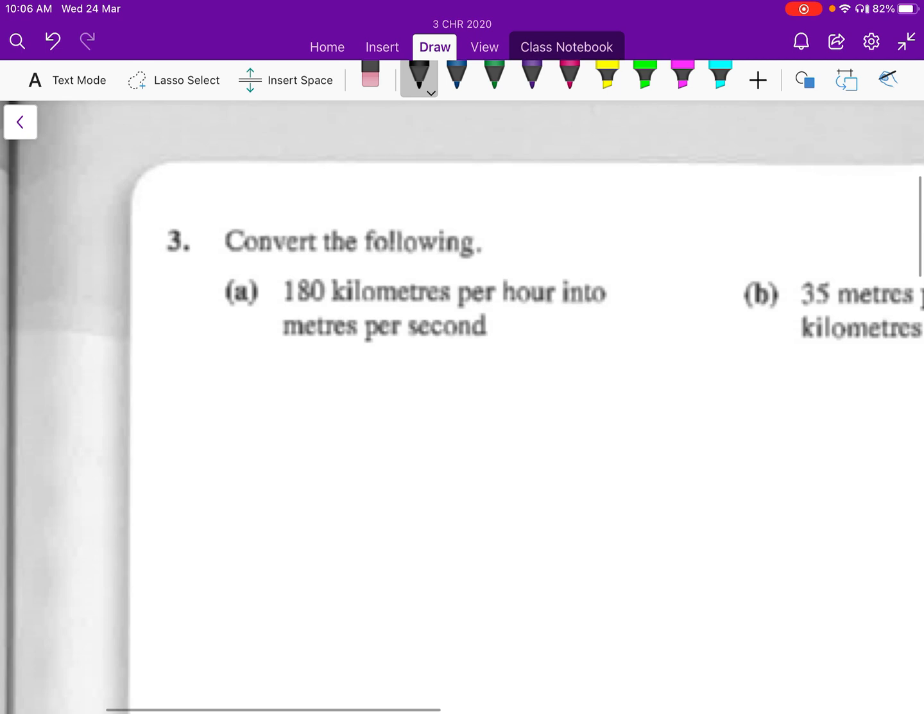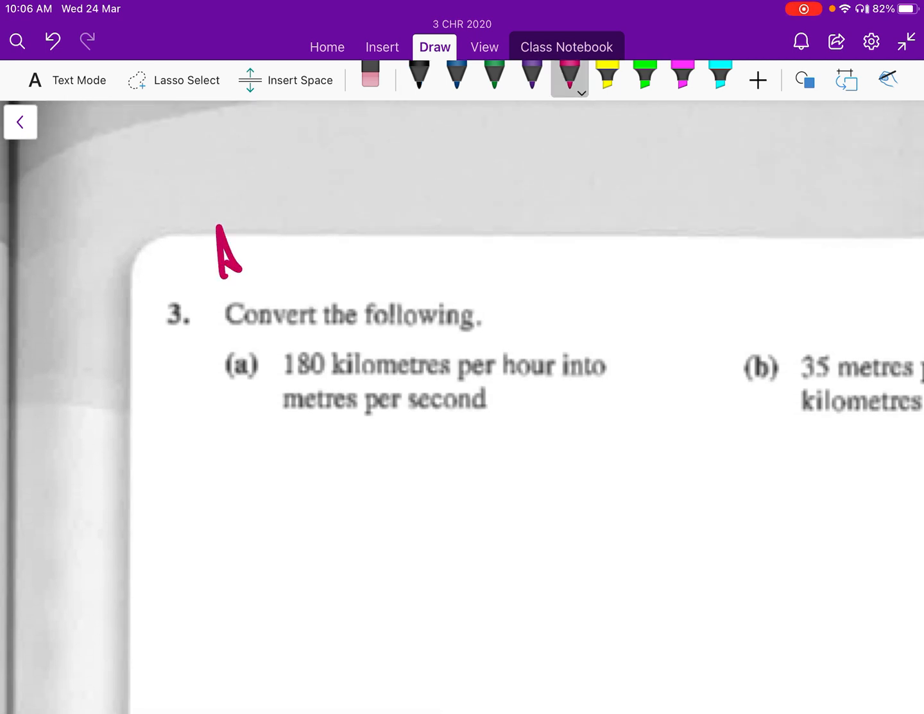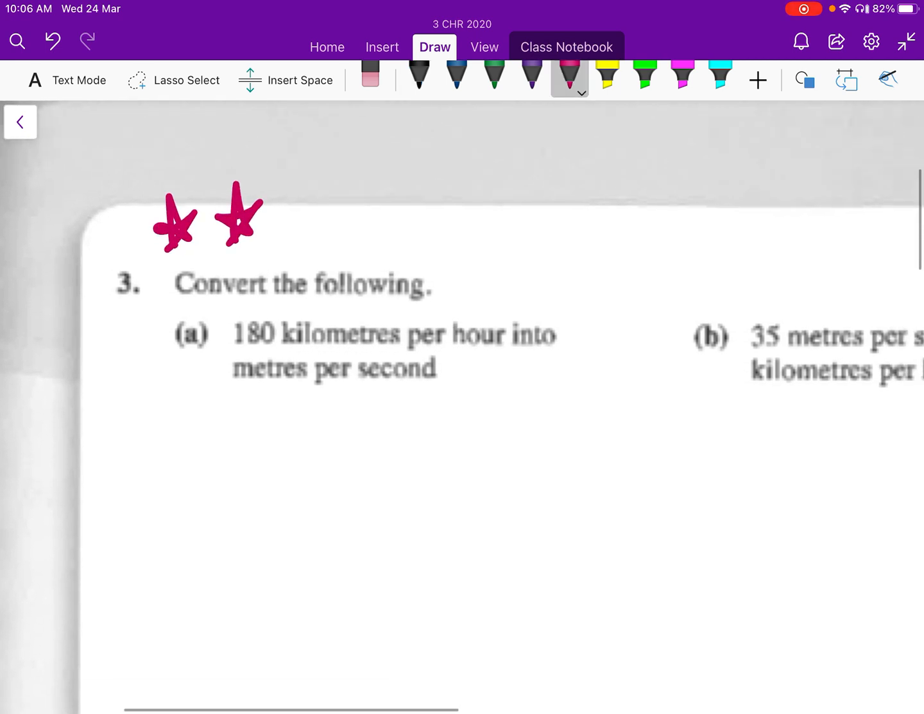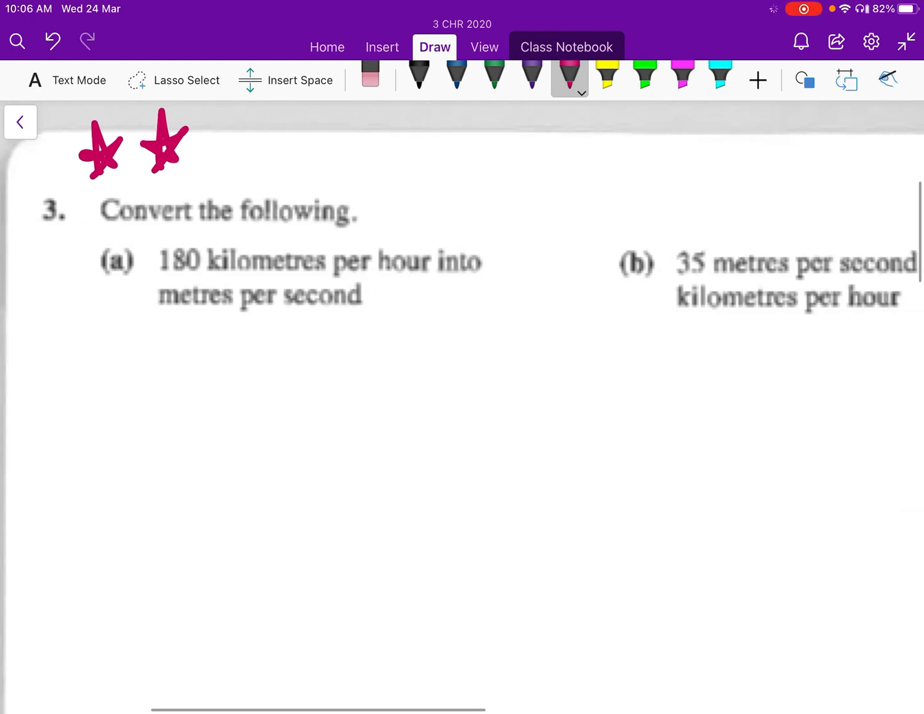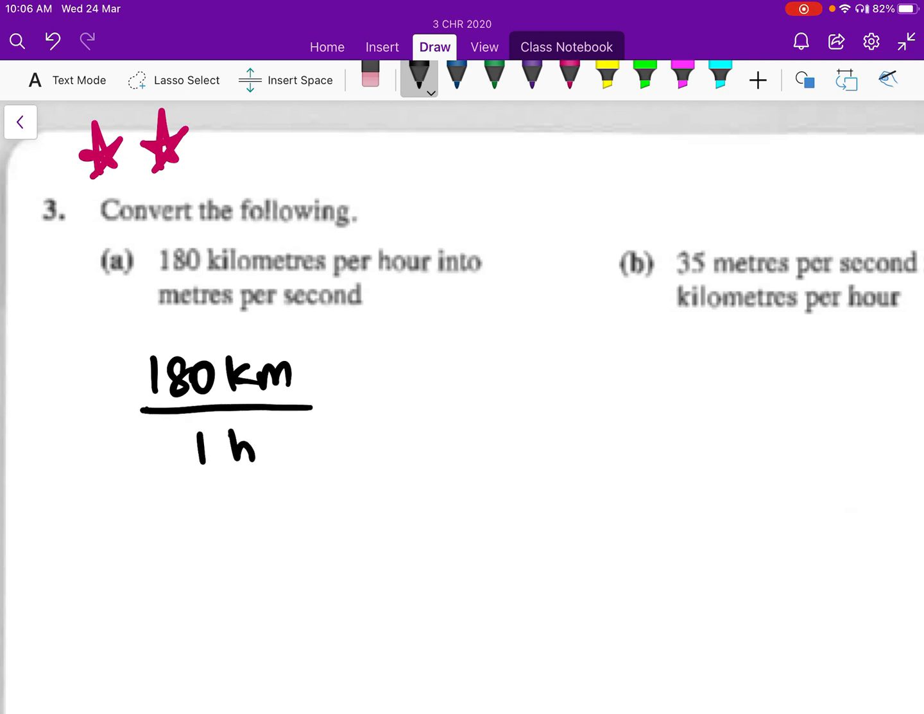Okay, conversion. Likely question for your N levels: 180 kilometers per hour, 180 km per 1 hour. Can you write that down? This is the conversion that I would like you to use. 180 kilometers per hour over 1 hour. They want you to convert into meters per second.